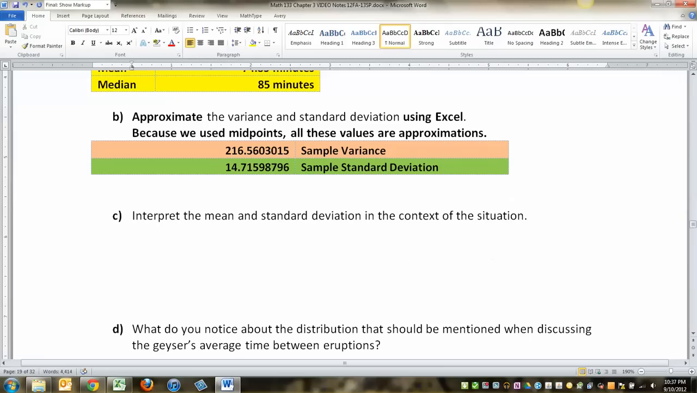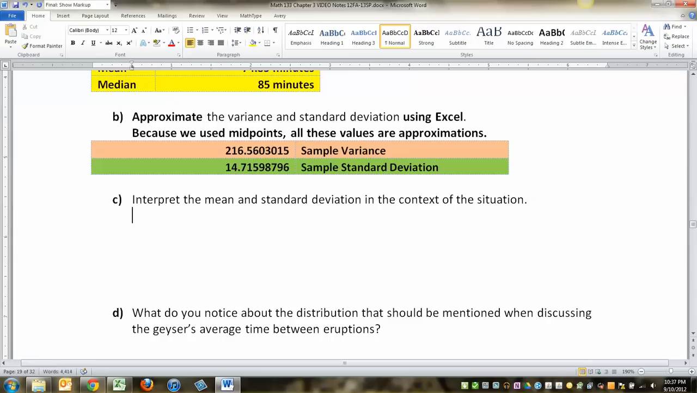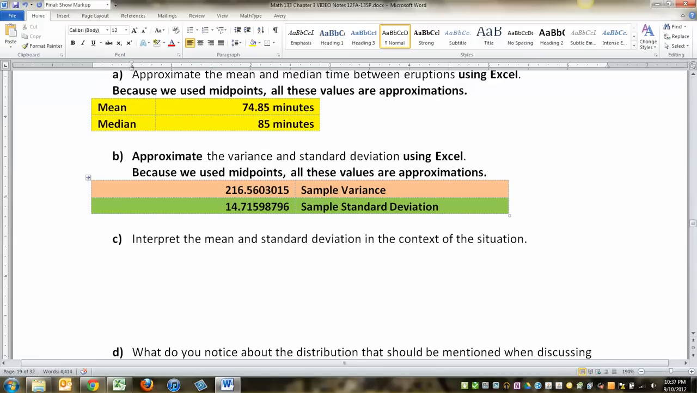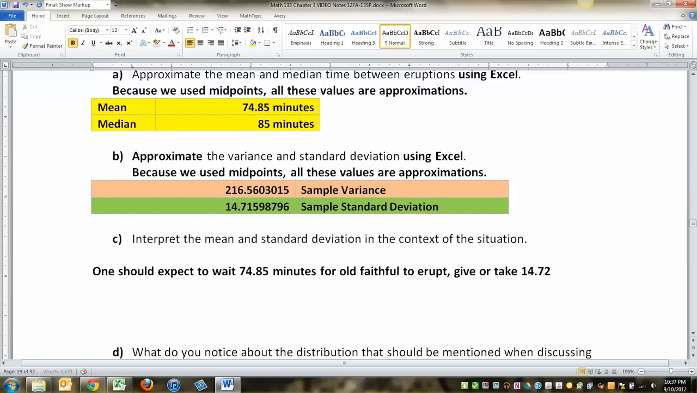All right, next, interpret the mean and the median in the context of the situation. So if you're sitting around waiting for Old Faithful to erupt, one should expect to wait 74.85 minutes for Old Faithful to erupt, give or take 14.72 minutes, right? The standard deviation.